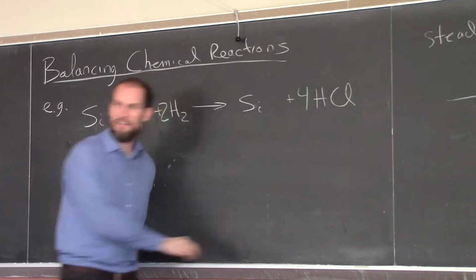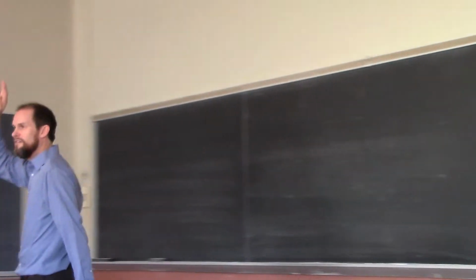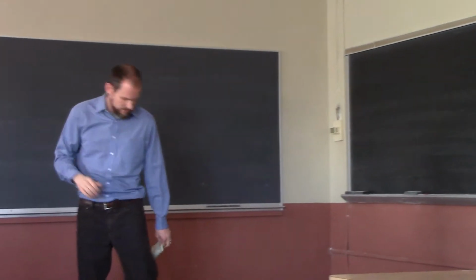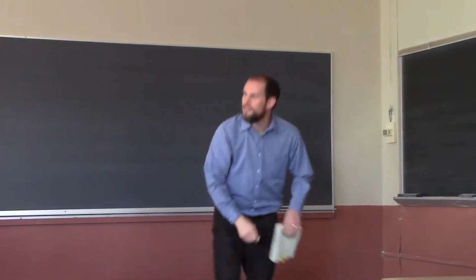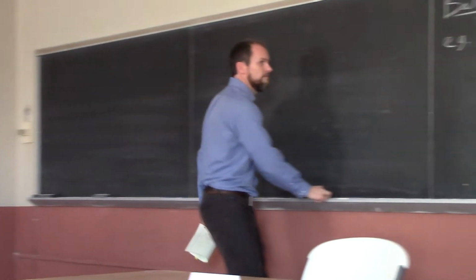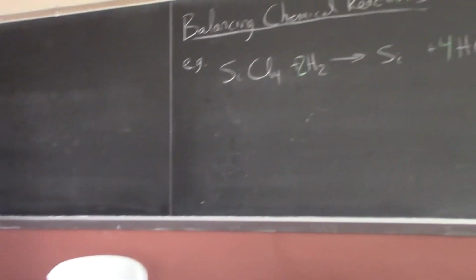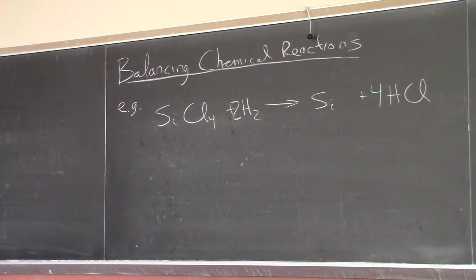2H2, 4HCl. How many people agree? Okay, good. So how do we do that? What's the principle, Lily? You just see what elements you have on each side and then balance that. Elements on each side, we get the same number of atoms on the left as we do on the right. Okay, so that's easy enough.